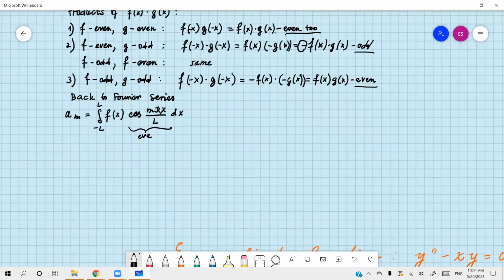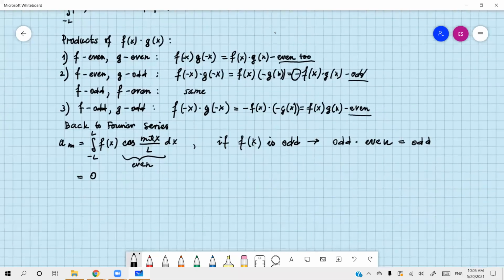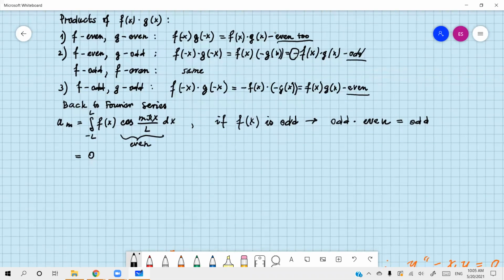So what we have over here, I'm sorry, I started writing down even. Let's consider the case that f of x is odd. I'm going to write down: if f of x is odd, we have an odd function multiplied by an even one. The result is going to be odd. We remember the integral of an odd function is going to be equal to 0, just because we proved that an odd function is going to give us a 0 integral. So that's going to be, I'm going to label it, case A.